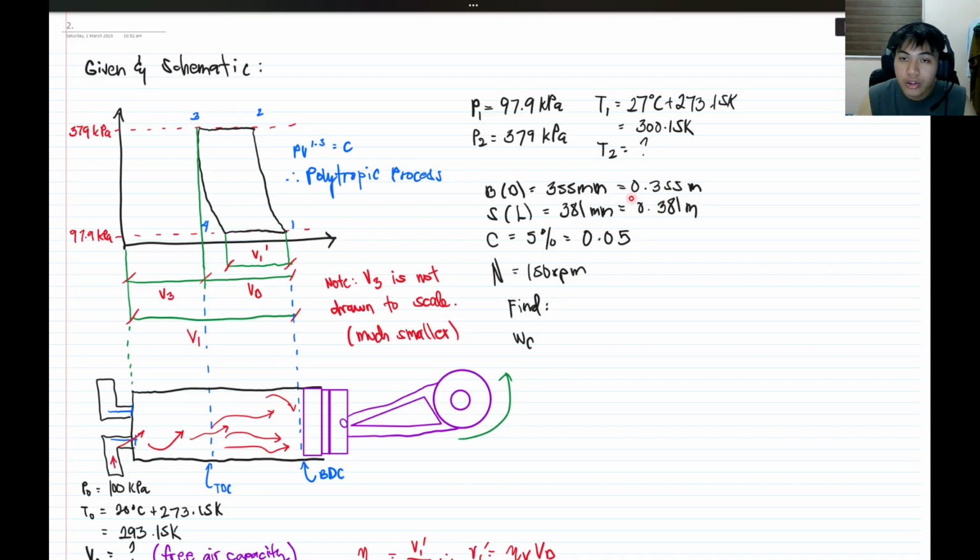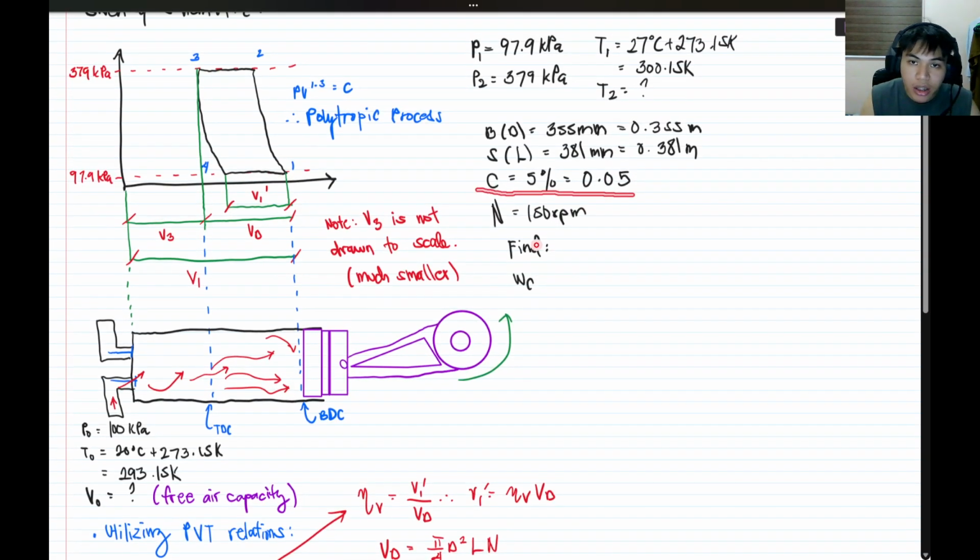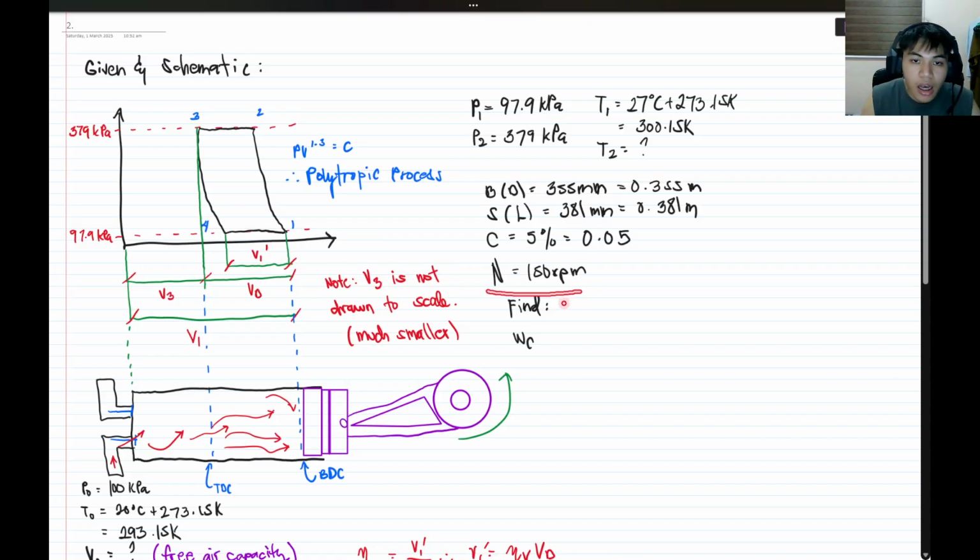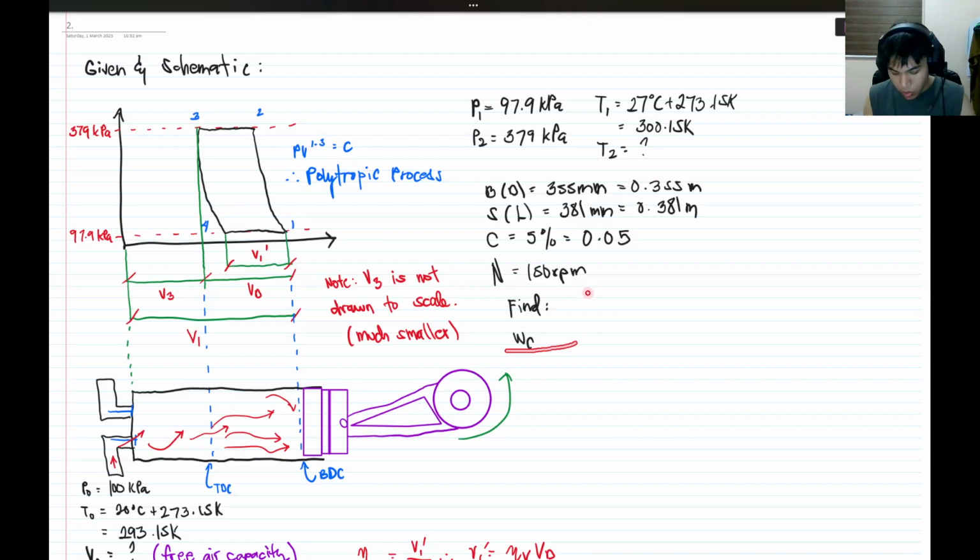So, let's convert the units into meters. And our percentage clearance, 5%, that's 0.05. And then, this is our N. We're asked to find the work of the compressor.